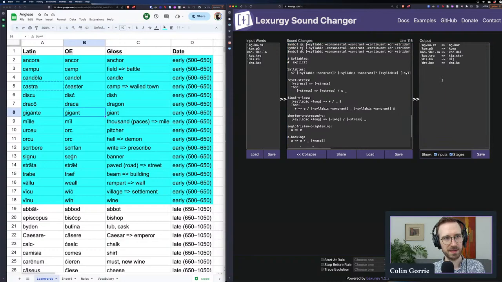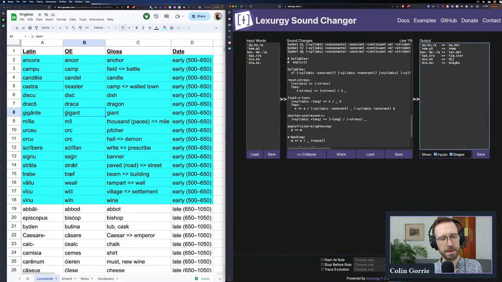So now we have Draco, and that works nicely. Yeah, you and me both, seriously. Lexurgy is not a, it's not a toy. We'll put it that way. It's not a toy.